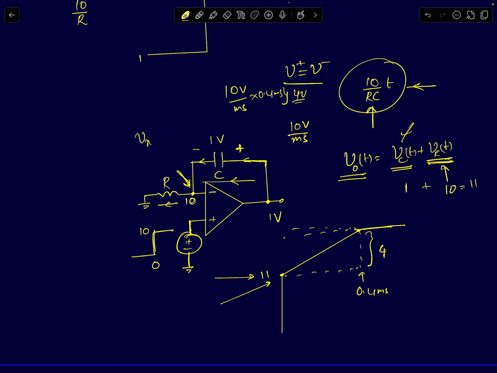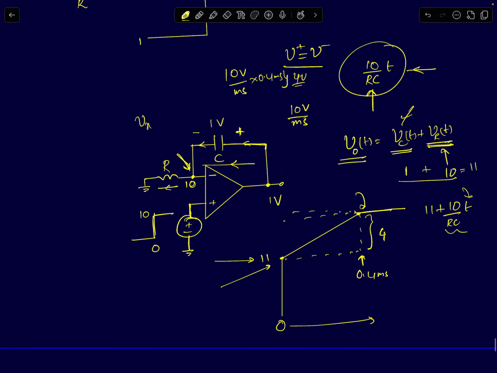Right? So the voltage across the cap is already 1 volt to begin with, and the voltage across the resistor is fixed at 10. So the total voltage was 11. The total output voltage is given by 11 plus 10 by RC into t. If you equate it to 15, you can find the time at which it reaches 15, which is 0.4 RC, or since we know RC is 1 millisecond, it is 0.4 milliseconds. So you started at 0, and by 0.4 milliseconds it reached 15 volts.